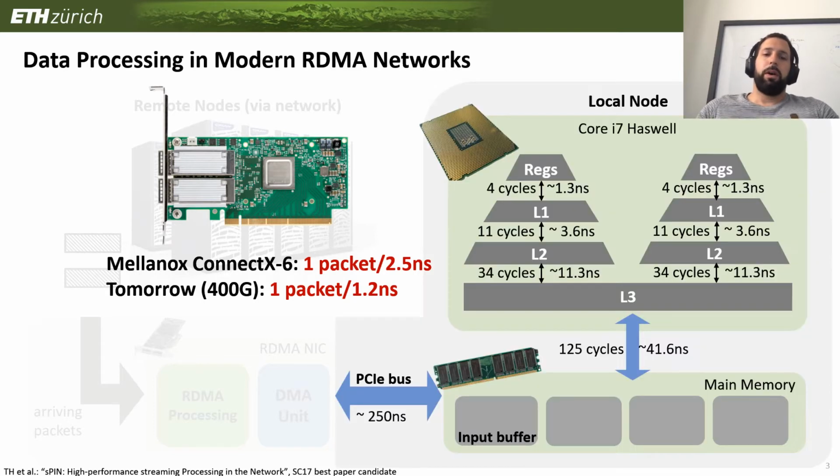Processing a packet at those speeds is problematic and complex for the host. And this has led to the deployment of RDMA NICs as highly specialized packet processing engines that deposit packets at this rate into the main memory without involving the CPU at all.